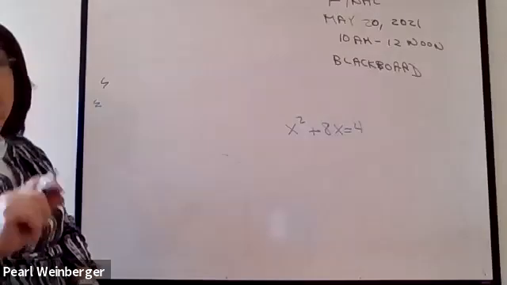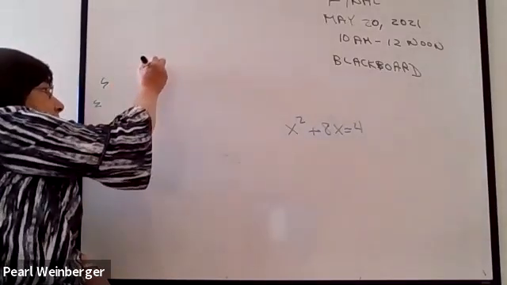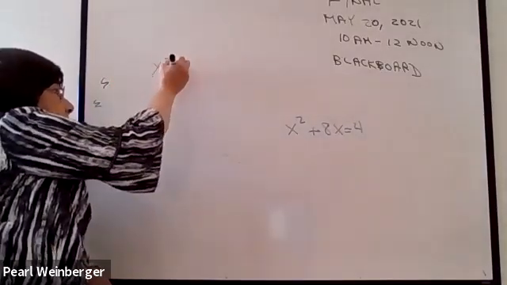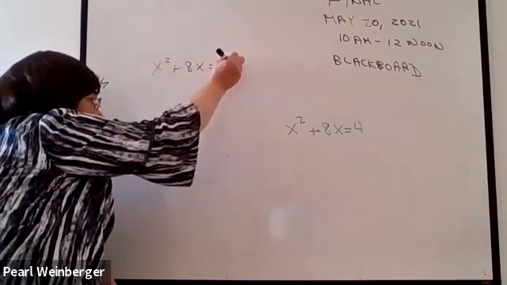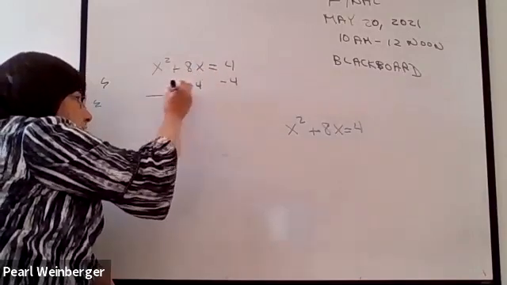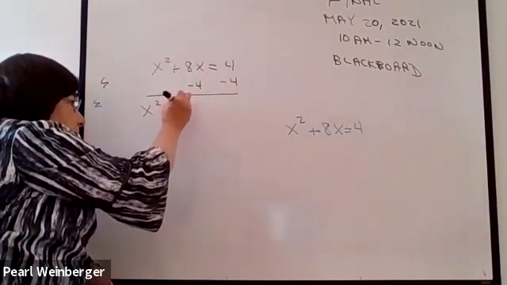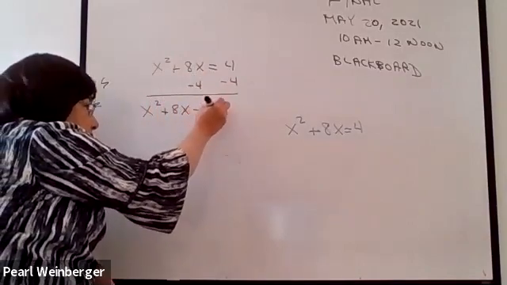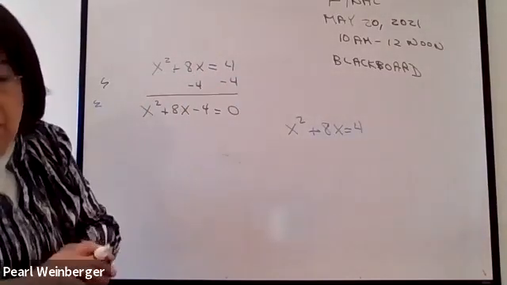You know what? I'm going to do it both ways, as a matter of fact. So we have x squared plus 8x equals 4. And you subtracted 4 from both sides, so you got it equal to 0. And did you then use a formula?